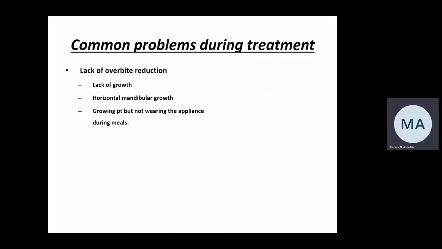If the overbite that I'm aiming to reduce with a flat anterior bite plane is not responding, maybe because the patient has stopped growing, because I'm planning this aim only in growing patients, okay? Maybe the patient is having a horizontal mandibular growth instead of a proper rotation. Or maybe the patient is not wearing his appliance.